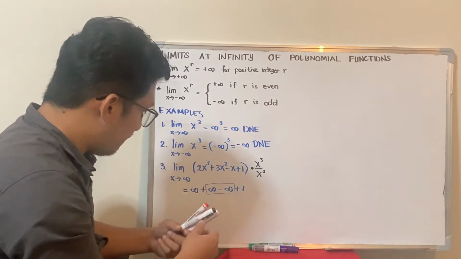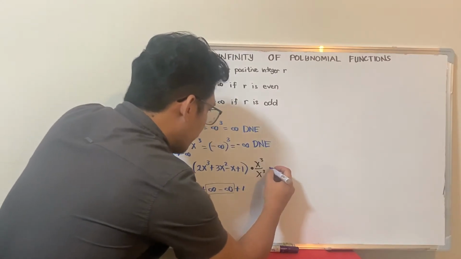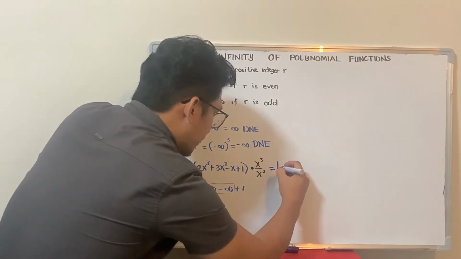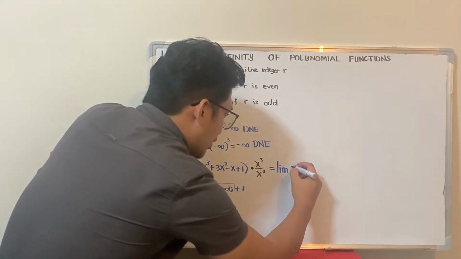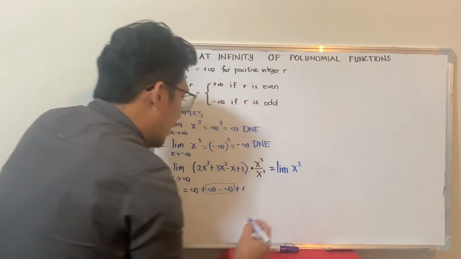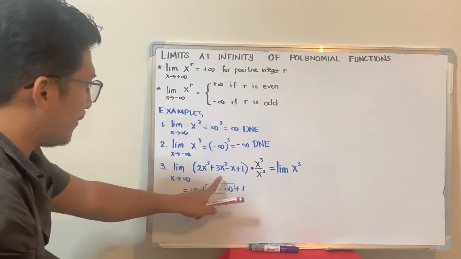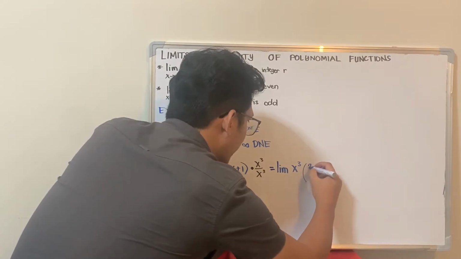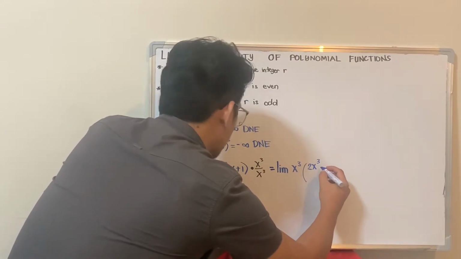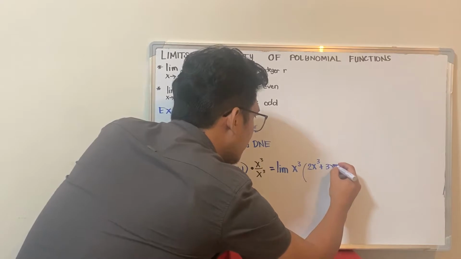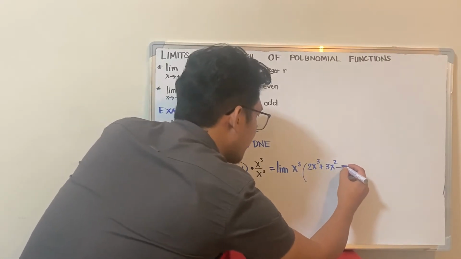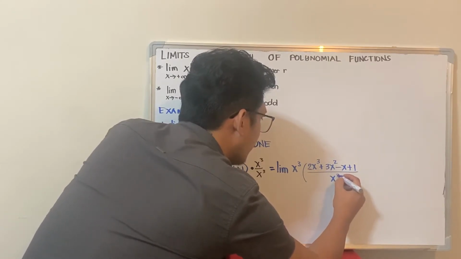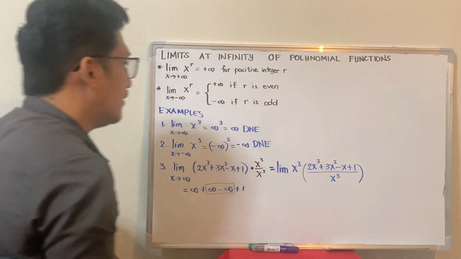From here, this is equal to the limit of x cubed, which I factor out, times the expression divided by x cubed. So in other words, it becomes 2x cubed plus 3x squared minus x plus 1, all over x cubed.